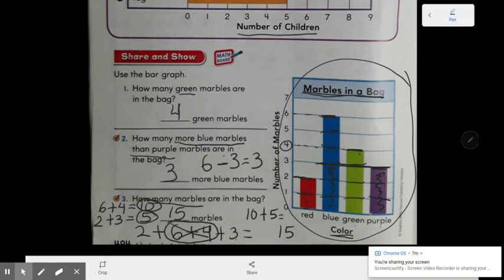Because they're both good ways to solve the problem. You can look at the bar graph, or you can use a number sentence based on the information that you have in the bar graph.